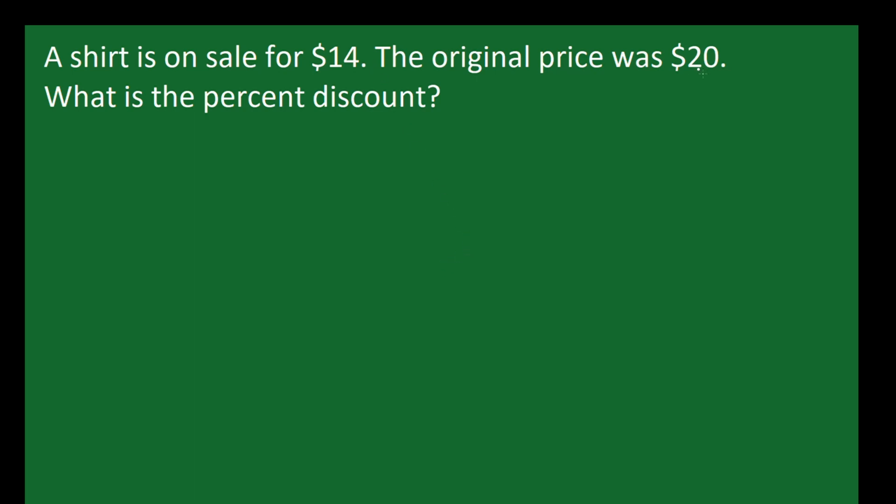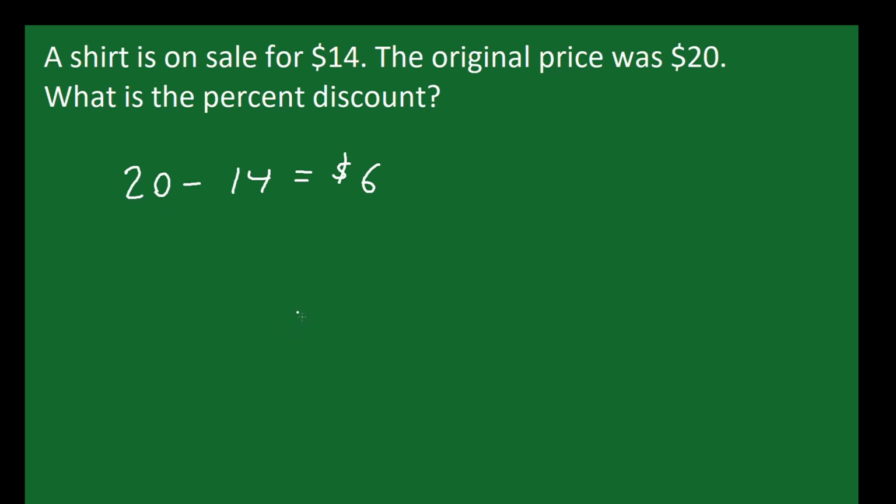So it was 20, it's now 14. We know that by subtracting those two amounts that we're saving $6, right? 20 minus 14 is 6. The price of the shirt has dropped by $6. The question is, what is that as a percent, right? And you might be saying, well, wait, are we taking $6 as a percent of 14, or are we taking $6 as a percent of 20? The answer is $6 as a percent of 20, because 20 is the original value.